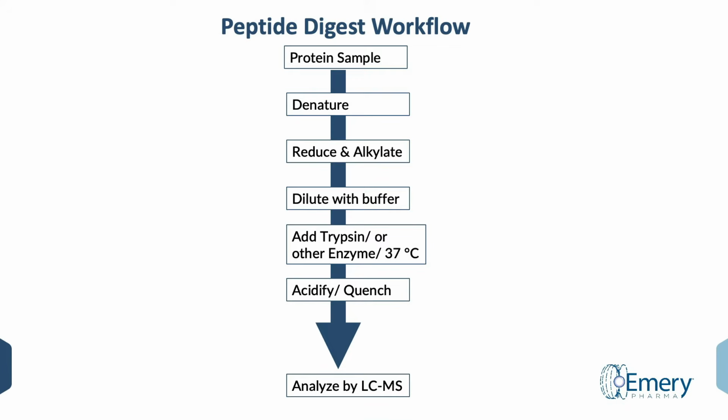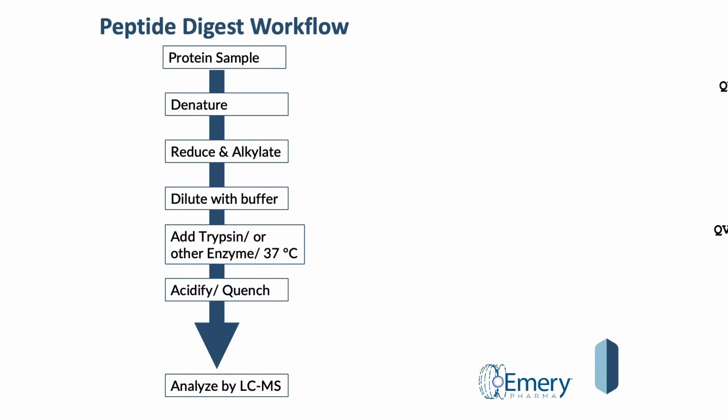In the peptide digest workflow, the protein sample is denatured followed by reduction and alkylation. The denaturation and reduction opens up the body of the protein to allow the enzyme to access and digest the inner areas of the protein. Alkylation then prevents the cysteines from recombining. Trypsin or other enzyme is added and the sample is digested at 37 degrees.